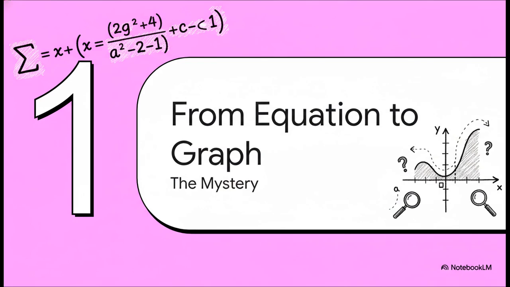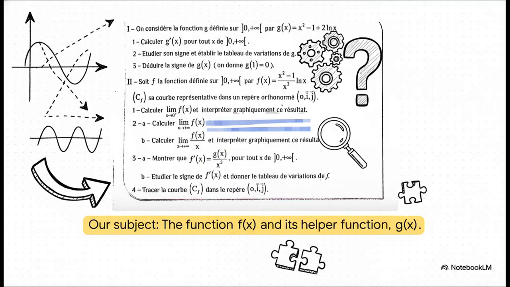Okay, first things first. We have to understand the mystery we're trying to solve. Every great investigation starts with a person of interest, or in our case, a function of interest. So, meet our main character, this function f of x. But here's the twist. To really understand f of x, we first have to get to know its sidekick, this helper function g of x. They're a duo, you see, and figuring out their relationship, well, that's the key to this whole puzzle.